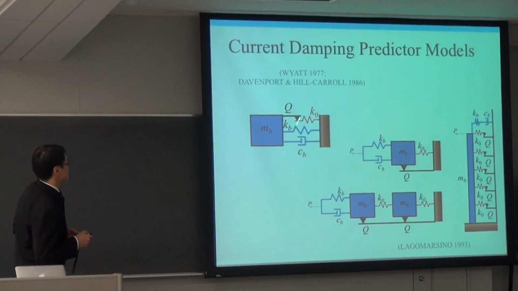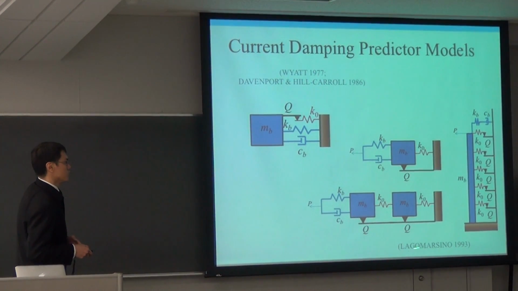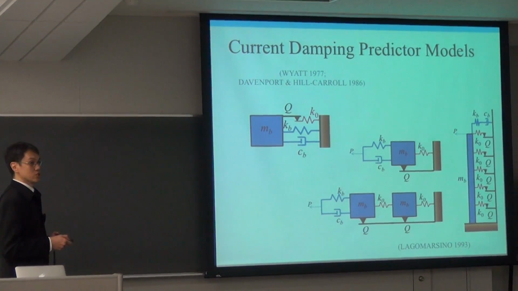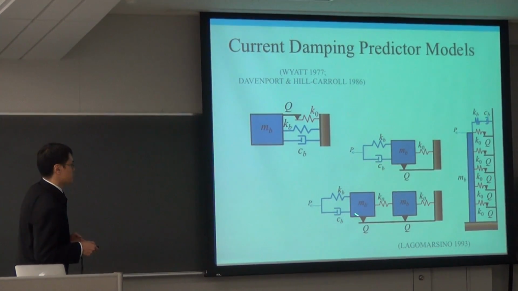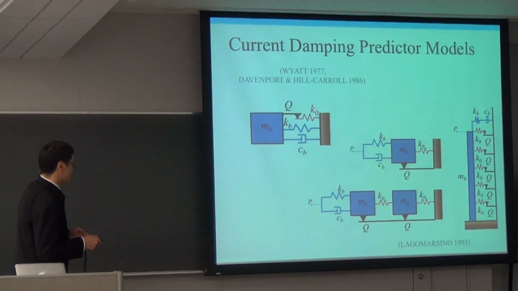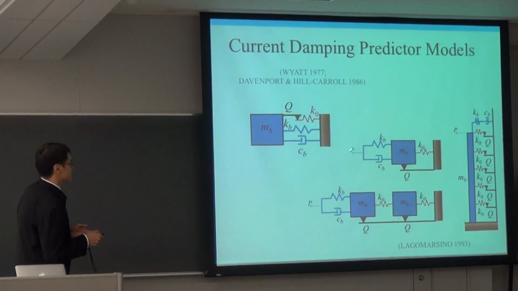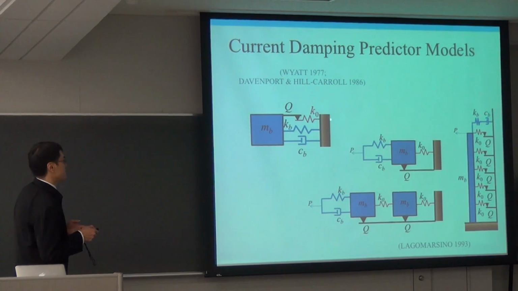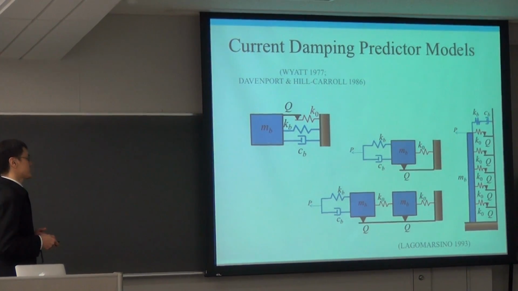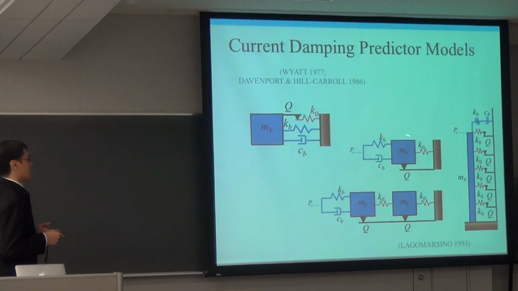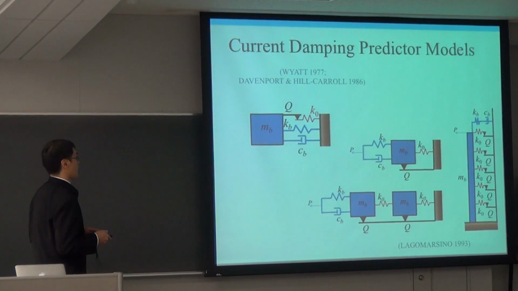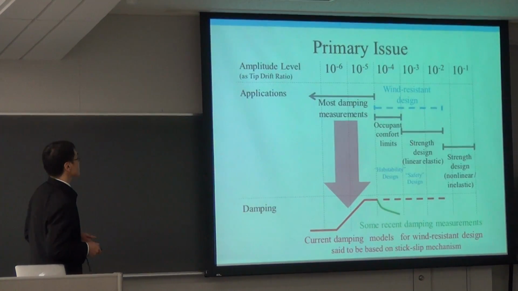I should also mention, this is the model I showed you earlier. Lagomarsino, 1993, actually studied stick-slip models. But you can see here, these are some 2DOF models and the linear structure model with multiple stick-slip components. Essentially, let's just look at this 1DOF model. You can see how different it is from the modeling by Wyatt and Davenport and Hill-Carroll. So in a sense, it was good that Lagomarsino started to study stick-slip modeling, but I think the model he used was not representative of actual conditions.